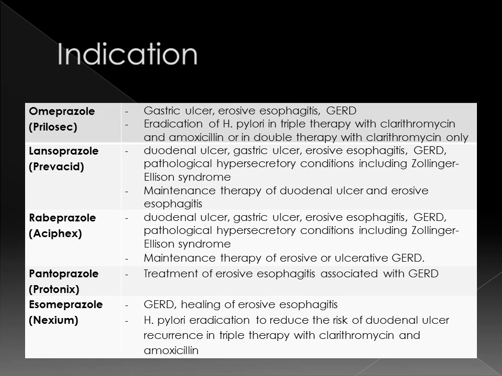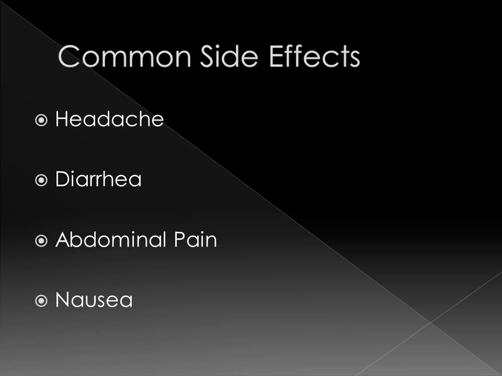Rabeprazole is also used for duodenal ulcer, gastric ulcer, erosive esophagitis, and GERD. Pantoprazole and esomeprazole are also used for the treatment of esophagitis and GERD, and also for the triple therapy of H. pylori.